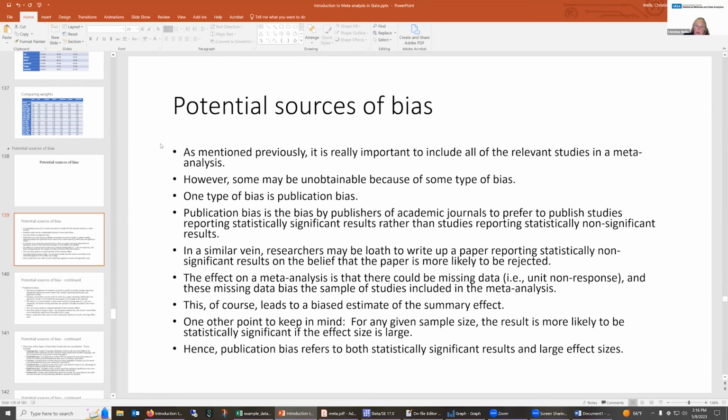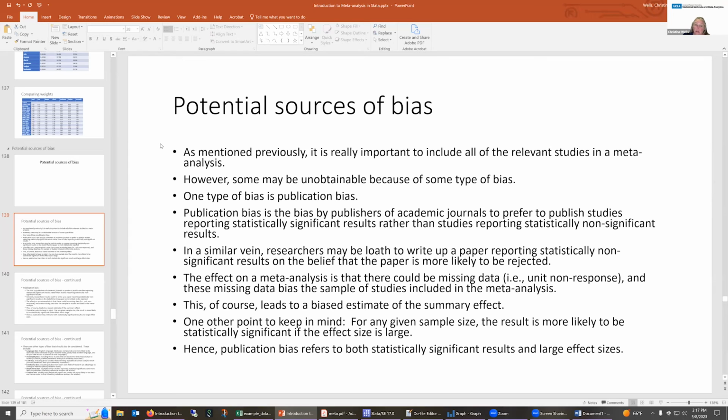Kind of along the same line, researchers may be loath to write up a paper that reports statistically non-significant results, believing that the paper is more likely to be rejected. I can't tell you how many papers I've been on where this has been the final call by the first author, that we don't have enough here to write about to publish it. And so it gets put off to the side in favor of other things. This happens. I know this happens. You've done lots of analyses for such papers. So that's a real concern.